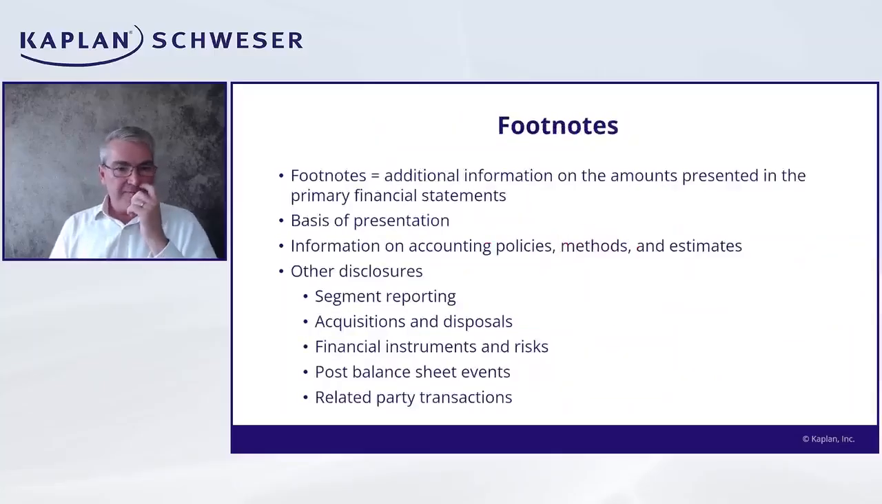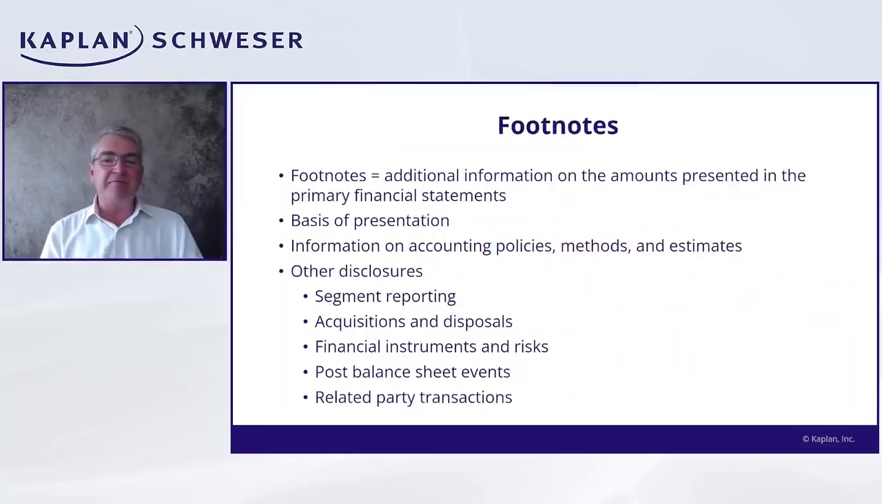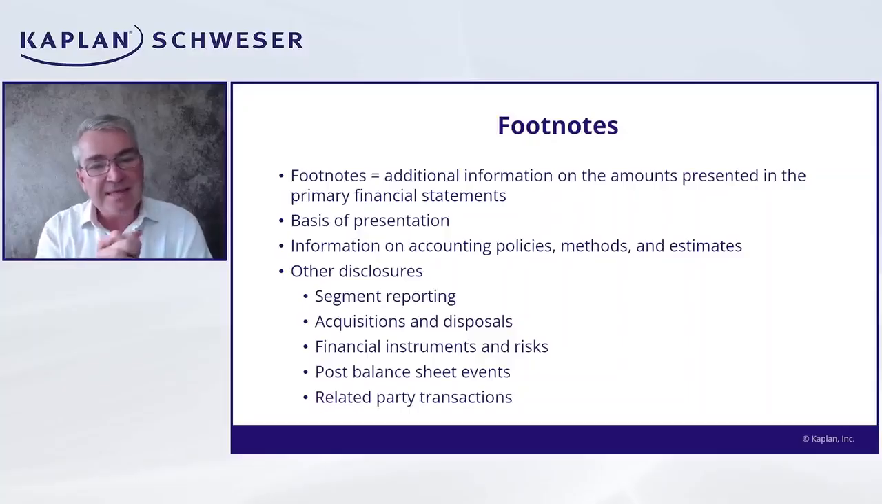I would spend a little bit of time on footnotes, however. Now, footnotes give us additional information on the amounts presented in the primary financial statements. In other words, the regulators, the accounting regulators, so the US Accounting Board and the International Accounting Standards Setting Board, they set the accounting standards, and those accounting standards give us a minimum level of disclosure that is required in the primary financial statements. What are the primary financial statements?